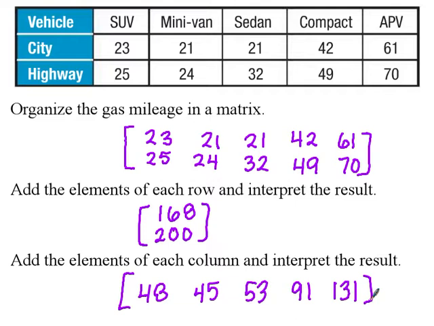Okay, and so let's interpret the results. So what would the 48 represent? Oh, the SUV, the total miles per gallon for an SUV in both city and highway. Okay, what about the 45? Yeah, the same thing. It would be the total miles per gallon for the city and the highway for a minivan. So that's pretty much it. That's all matrices are. It's just a way to arrange numbers.